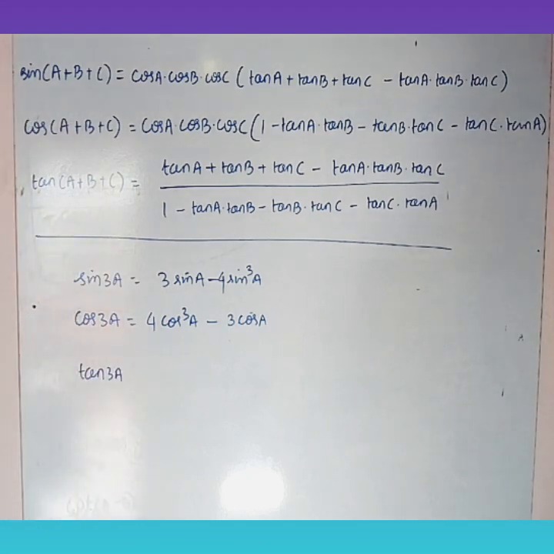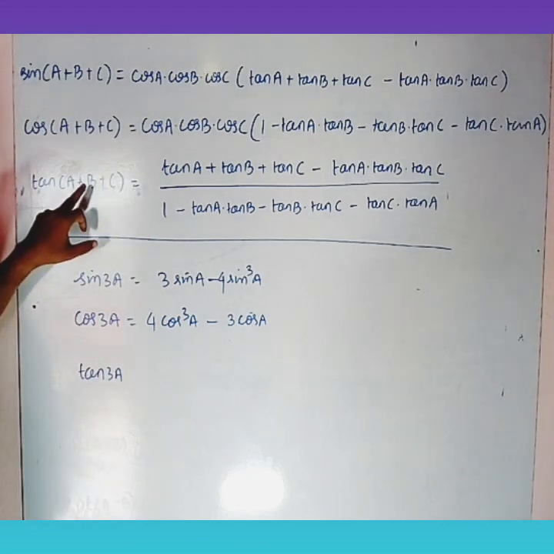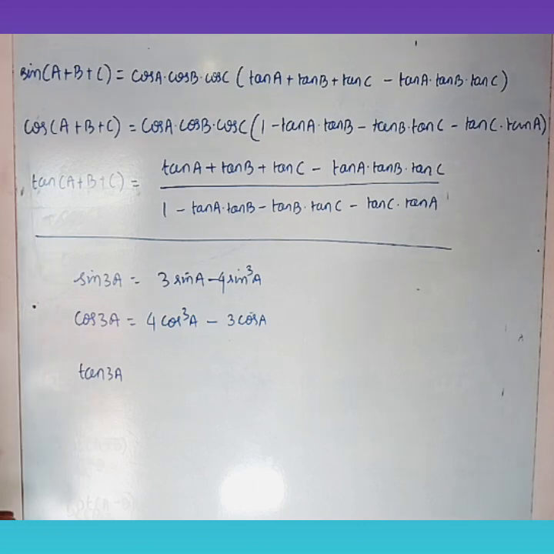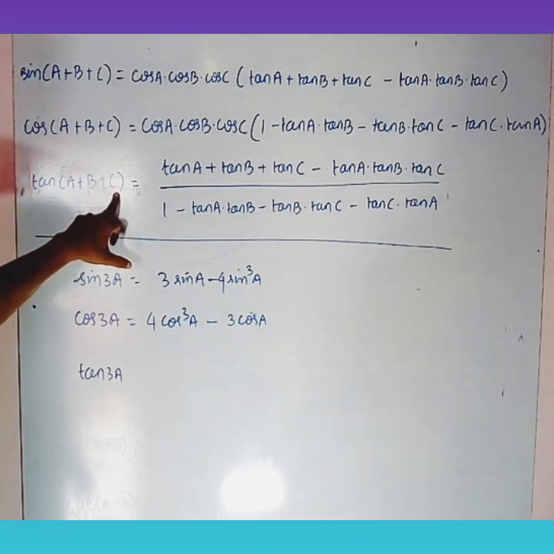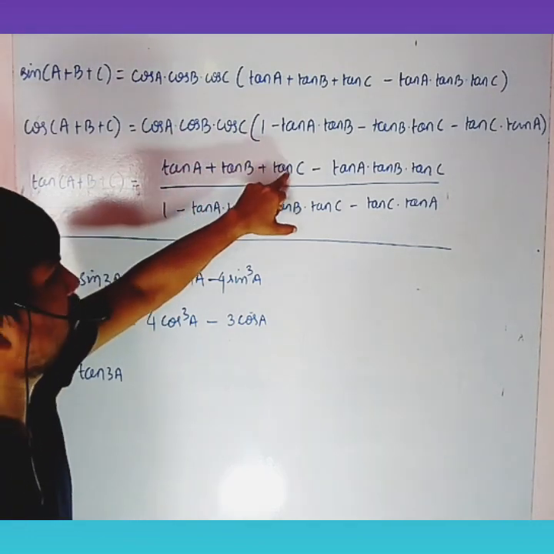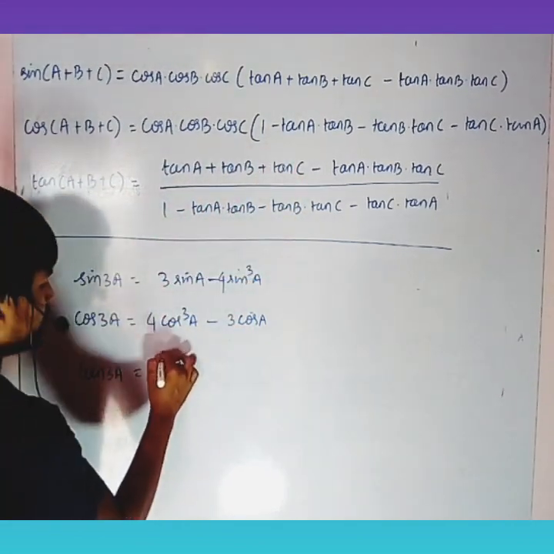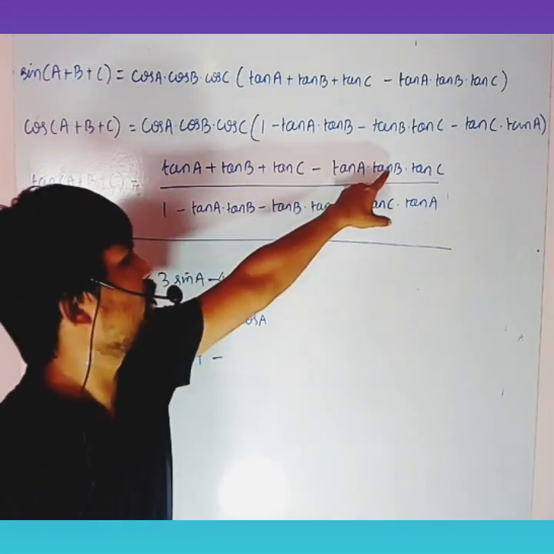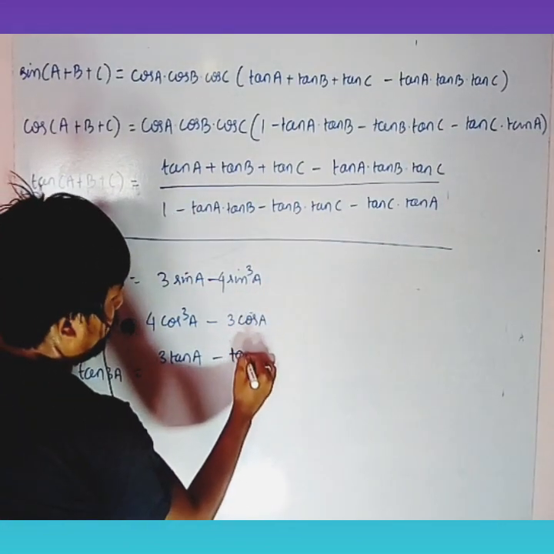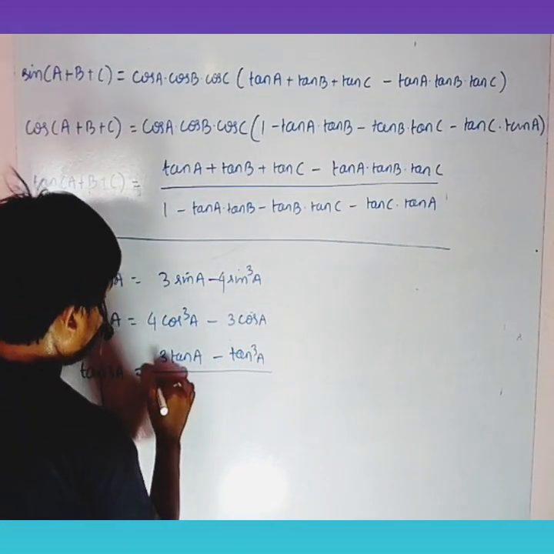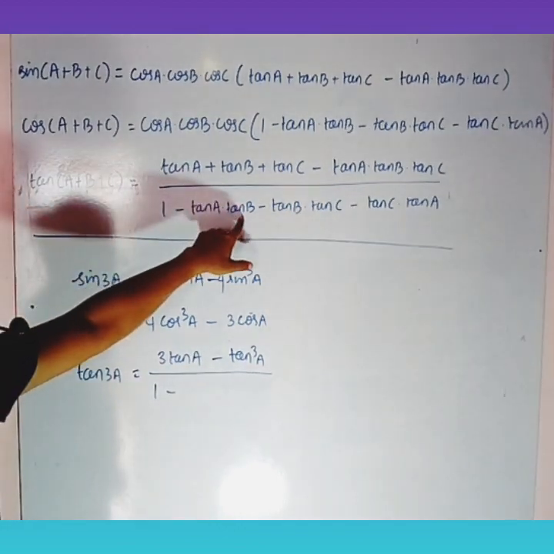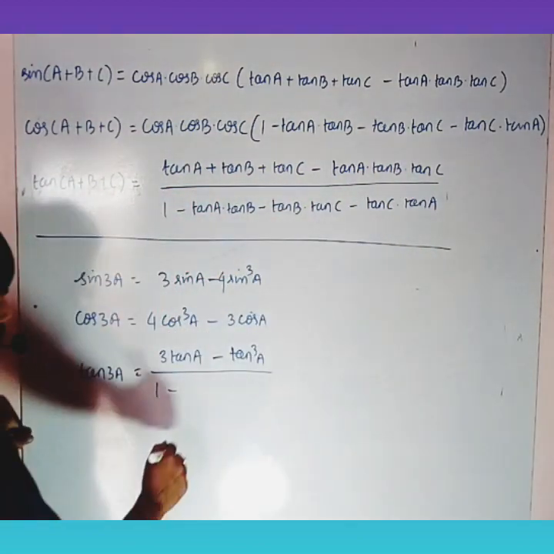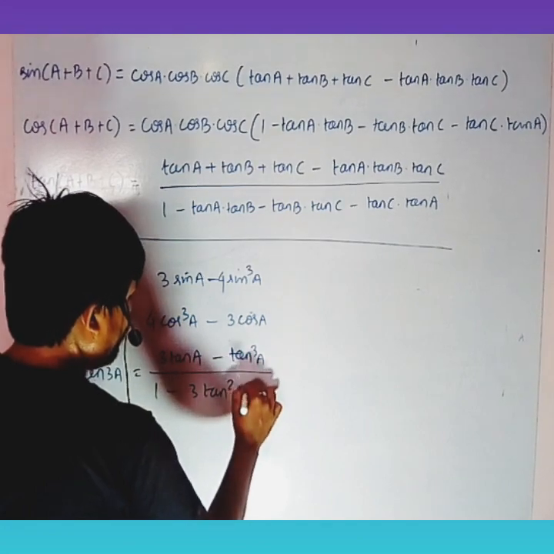Similarly, tan 3A. You have to put A in place of B and C, that is tan of A plus A plus A, which we can write as tan A plus tan A plus tan A, that is 3 tan A, minus tan A into tan A into tan A, that is tan cube A, divided by 1 minus tan A into tan A, tan square A, three times, that is 1 minus 3 tan square A.